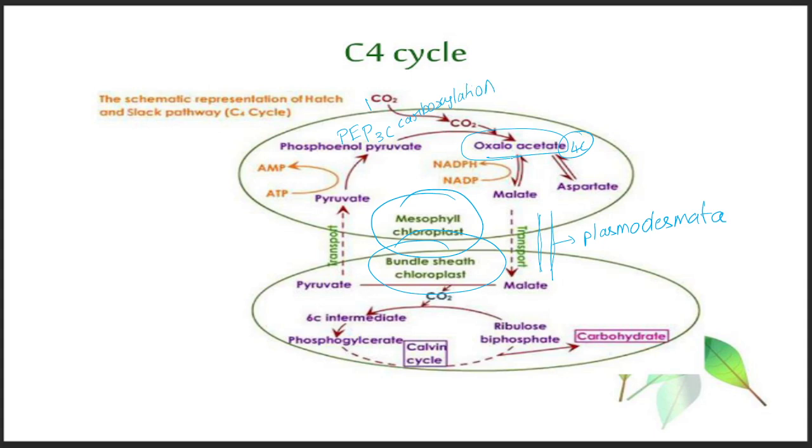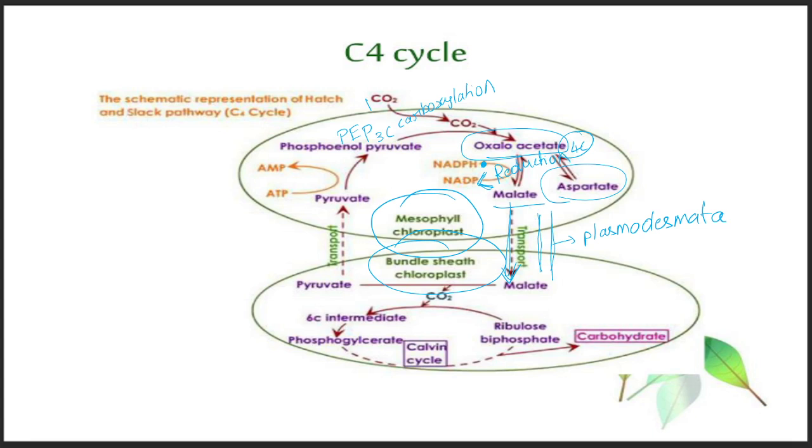This oxaloacetic acid is converted into malic acid in the presence of NADPH, or into aspartate in some plants. This malic acid is transported to the bundle sheath cell. NADPH is utilized here. It is a reduction process.